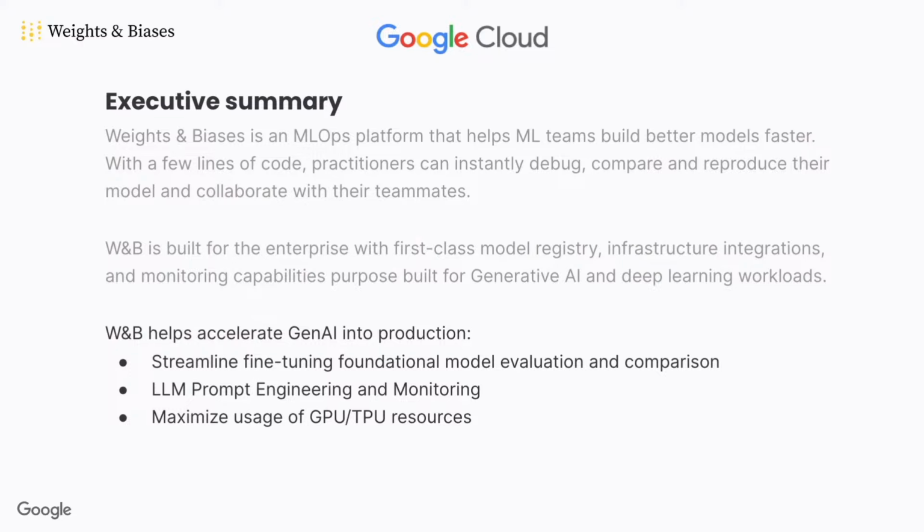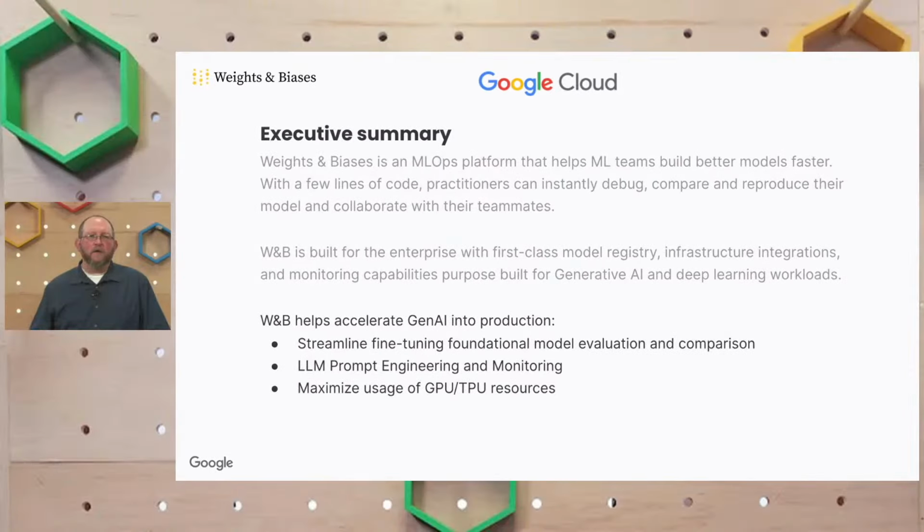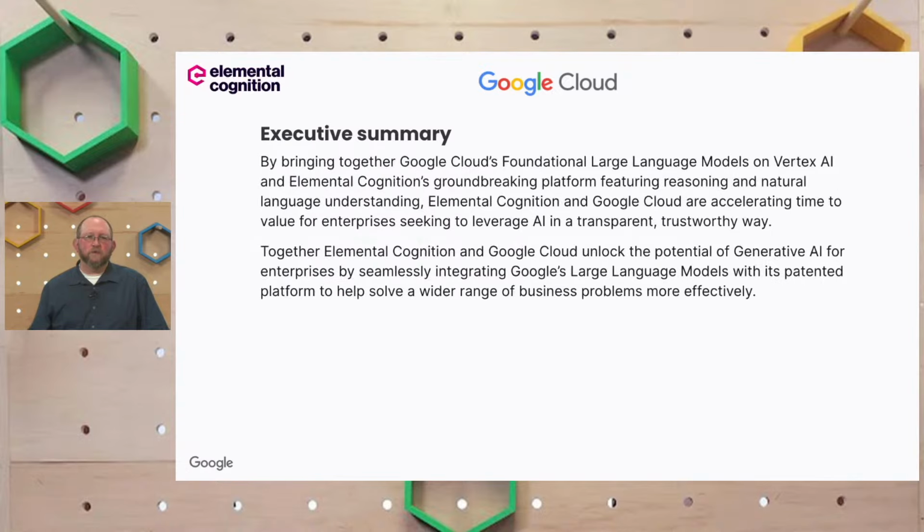Those GPUs and TPUs are incredibly powerful tools. And if you don't use them right, you can end up running up very expensive bills without a lot to show for it. So by leveraging Weights and Biases, it allows you to really make sure you're getting the most bang for your buck out of those very powerful resources.